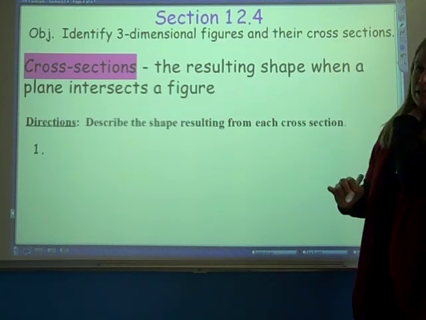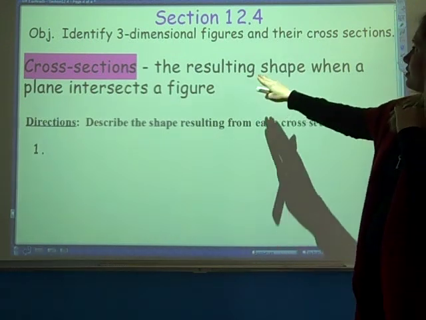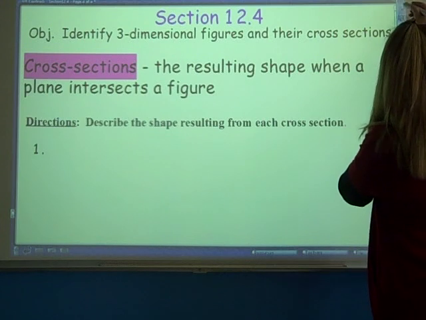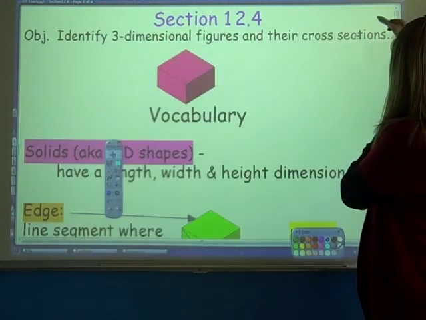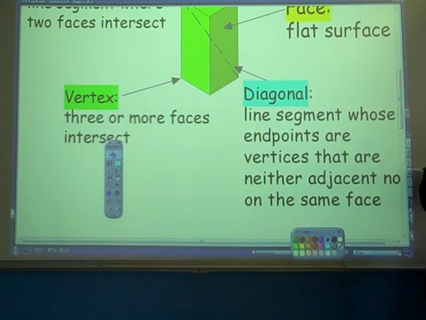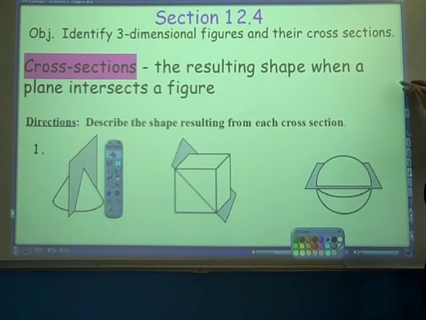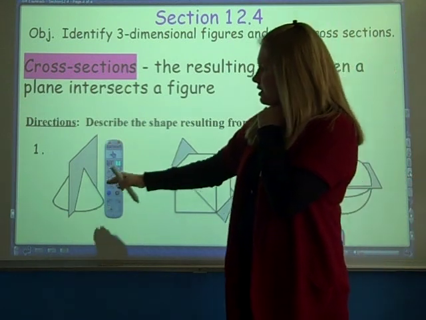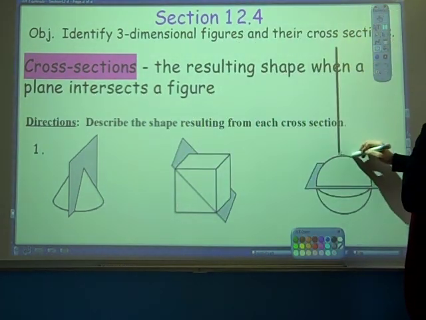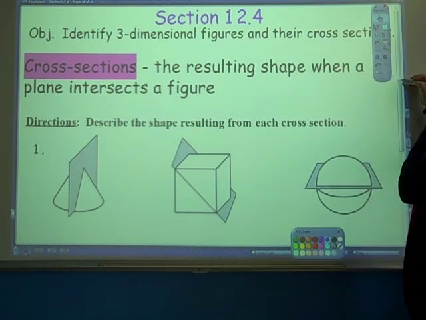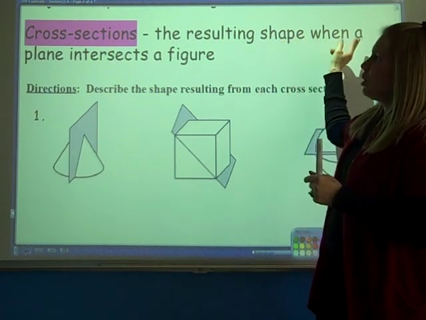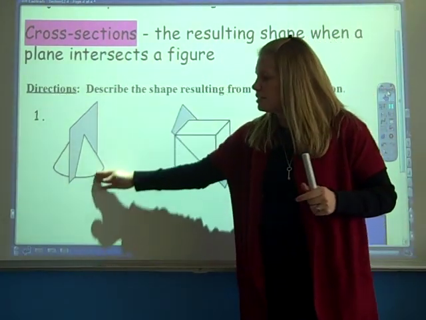Okay, let's talk about cross sections. The resulting shape when a plane intersects a figure. What I'm going to do here is just cross this out for a second and come back up to this. There we go. Okay, these are the cross sections of our figure. Now the cross section, the resulting shape when a plane intersects a figure, and these are hard to draw.